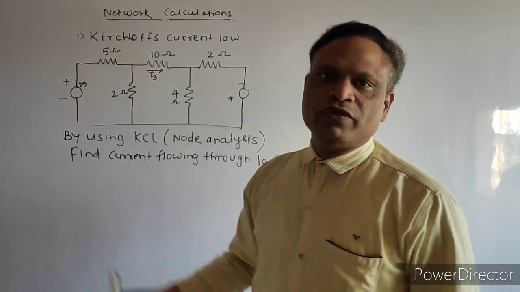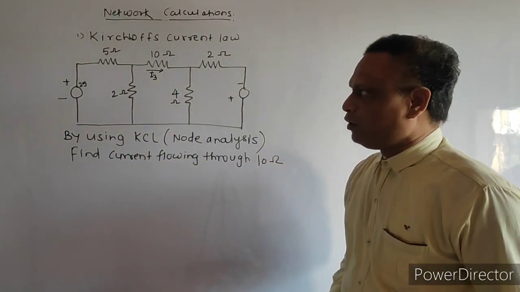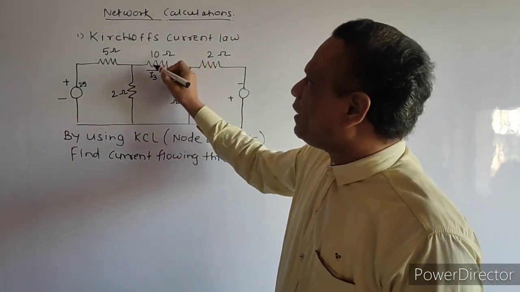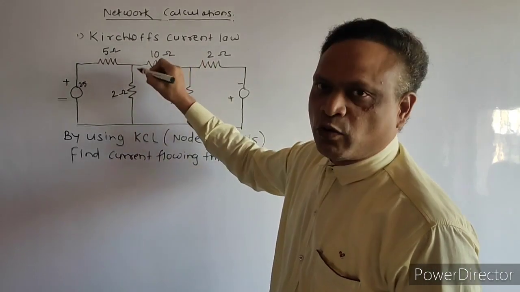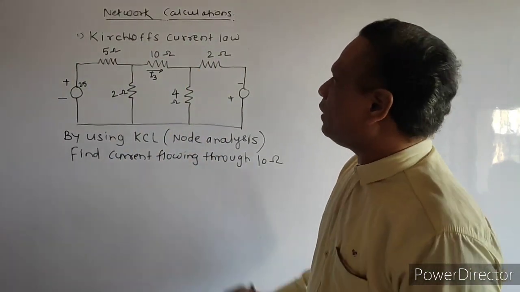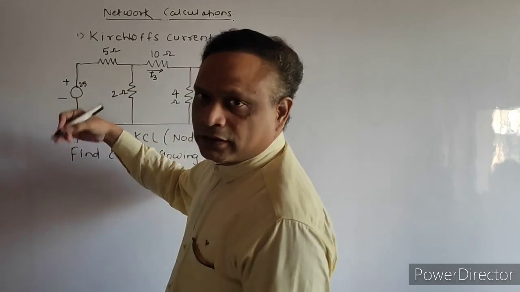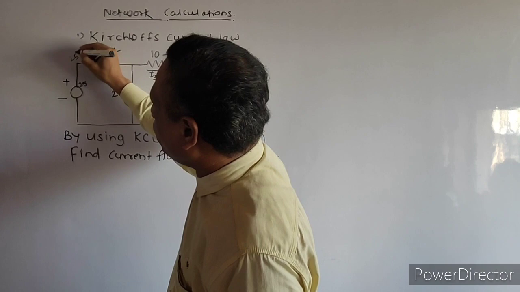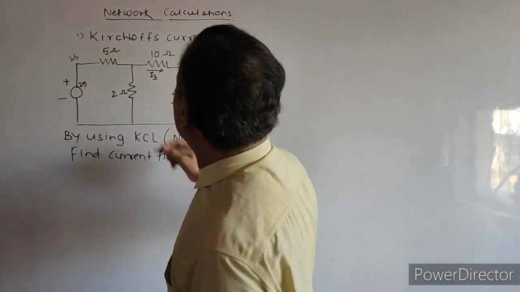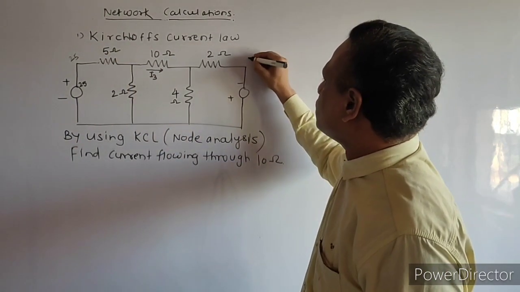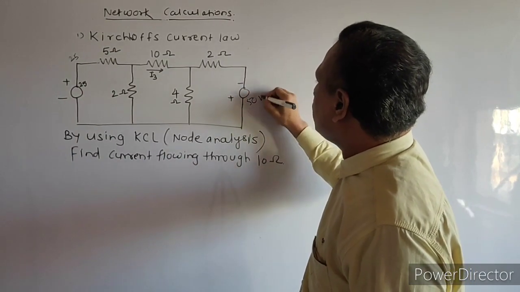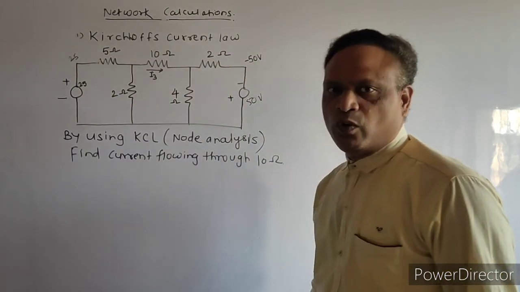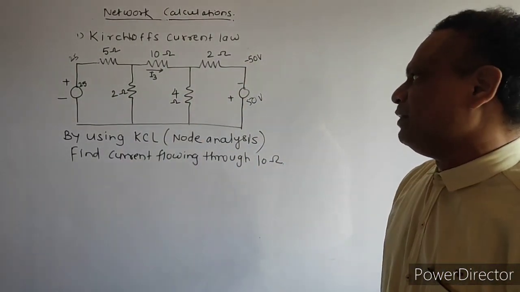Let us see the second sum, which is also based on Kirchhoff's current law. Now this is a network, and in this network it has been asked to find out the current which is passing through this 10 ohm resistor. See, this is plus and this is minus, means voltage at this point is 25. Just keep it in mind. And this is minus and this is plus, means this is 50 volt. Okay, so this is minus, therefore the voltage will be here minus 50 volt. You have to consider it as a minus 50 volt.